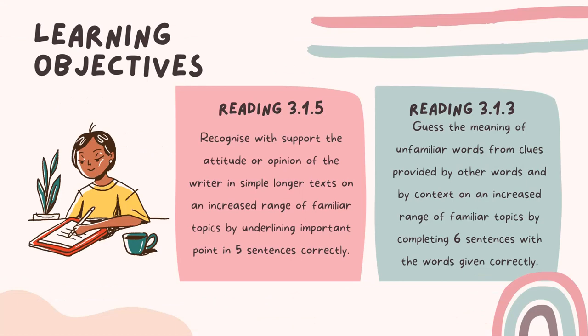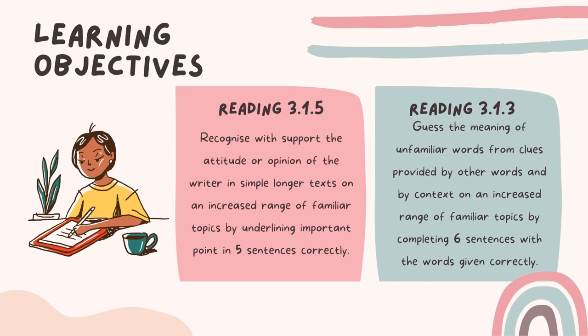So for today's lesson we are going to do a reading exercise. So these are our objectives for today's lesson. The first one is reading 3.1.5. You should recognize with support the attitude or opinion of the writer in simple longer text on an increased range of familiar topics by underlining important points in 5 sentences correctly. This will be involved in task C.